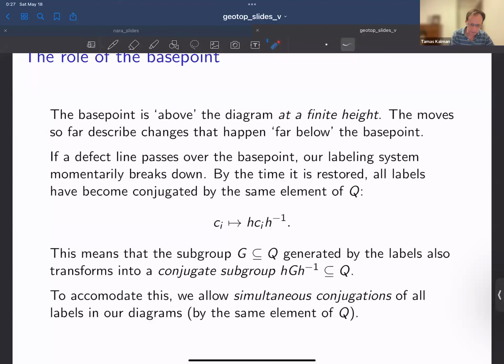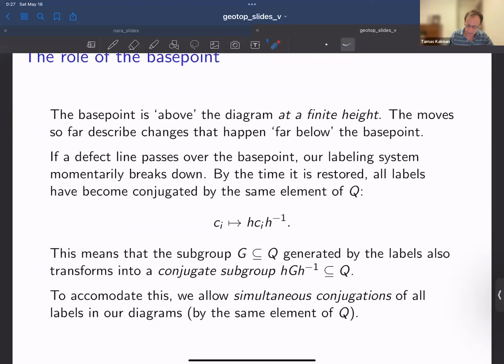Well, so we are imagining this base point above our diagram plane, but it's at some finite height. So the moves that I have described so far describe the changes that happen to our diagrams far below our base point. But that doesn't have to be the case. Some defect line may pass over the base point. I want to follow the deformation of my system far into the future, and who knows, it might decide to go over the base point.